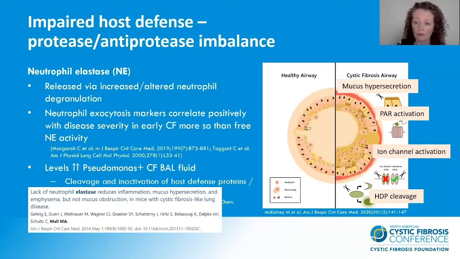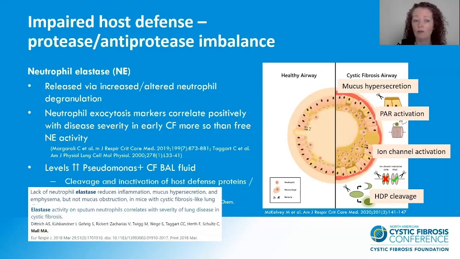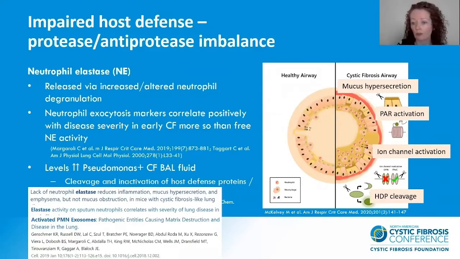However, despite years of research, elastase inhibitors have had limited success in trials to date, and one of the reasons suggested for this is that a proportion of elastase remains bound to the surface of neutrophils, or is packaged in extracellular vesicles, and these forms may be more difficult to inhibit than free elastase.